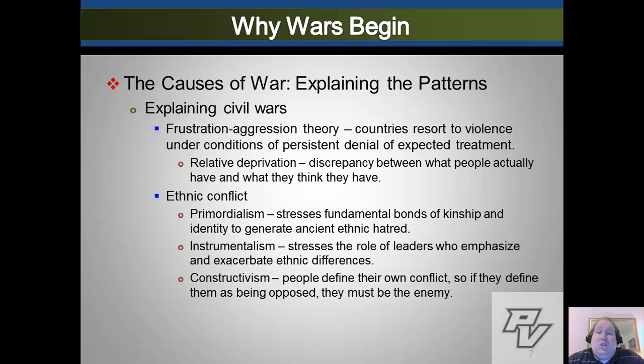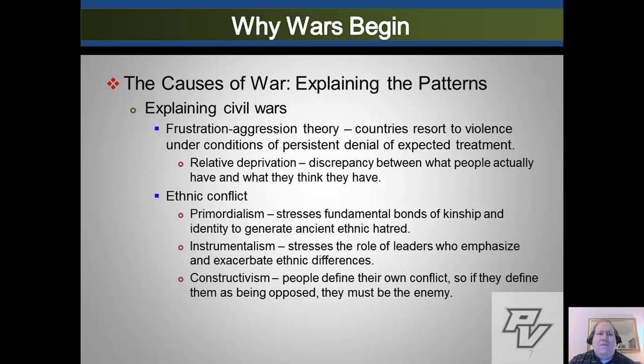The last is constructivism, and I know how much fun we had with constructivism in the last chapter. It's the idea that people define their own conflict. So if I define a group of people as being opposed to me, they have to be the enemy. If you even look at what we consider to be a conflict here in Florida, the idea of the Gators versus the Seminoles, which, enough said, they're defined as their enemy, therefore they must be the enemy. Now, in 20 years, for all we know, one of those two teams might stink, and now it's just the Seminoles versus the Hurricanes, or the Gators versus the Hurricanes, or versus UCF, who knows?